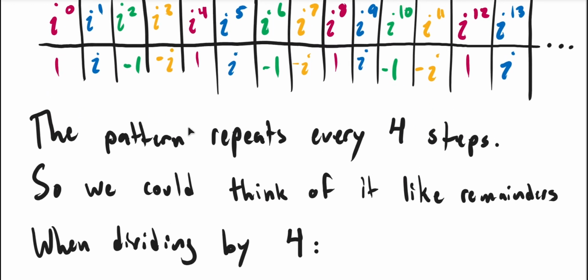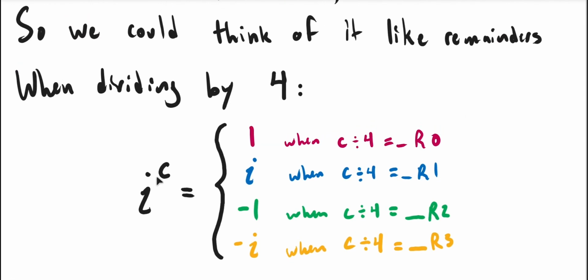And we could figure out what step we were at by looking at these exponents and dividing them by 4. These are the remainders when I divide by 4. 4 divided by 4 is 0 remainder. 5 divided by 4 is 1 remainder, and it is the same evaluated value as i to the 1. So we can encode that pattern this way, where c is some positive integer. If I get 0 when I divide that by 4, then the answer is 1. If I get 1 when I divide by 4, then the answer is i. If I get 2 when I divide by 4, the answer is negative 1. And when I divide by 4, if I get remainder 3, the answer is negative i.